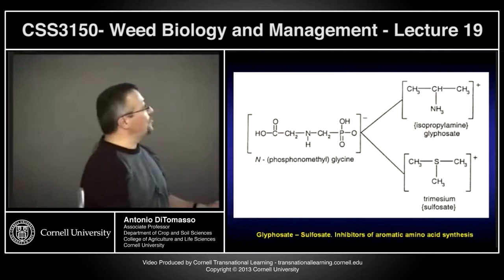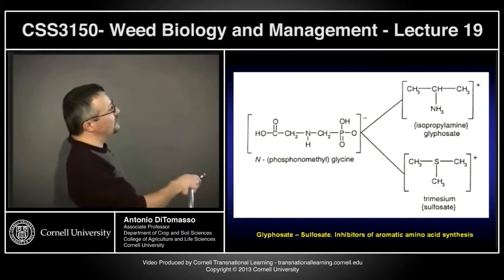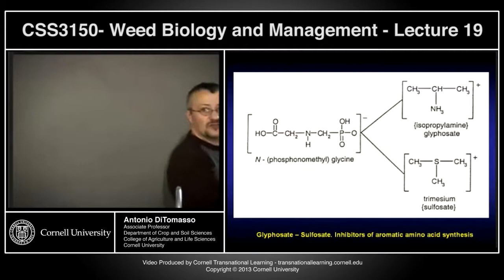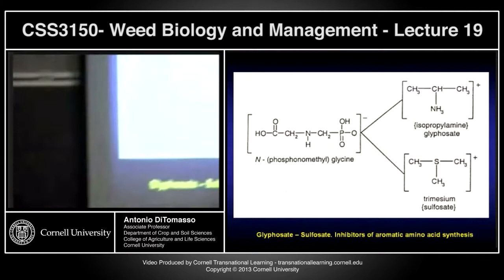Just to show you, again, you're not expected to know this, but I wanted to show you the glyphosate form here. This is the general structure, N-phosphonomethylglycine. And this is the touchdown, the sulfosate, which is the cationic component of it. There are two branches of it, and this is the product Touchdown, this is the product Roundup or glyphosate. Remember now that glyphosate has gone generic.